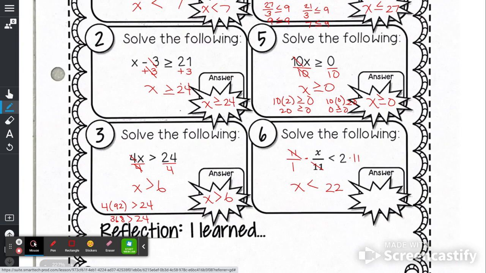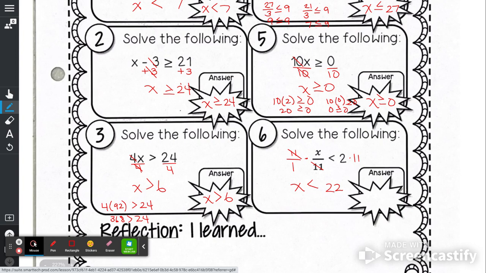Give me thumbs up or thumbs down. x is less than 22. Can I input 22 here to check my answer? No. Why? Because it's not equal to. It is not equal to. Very good.